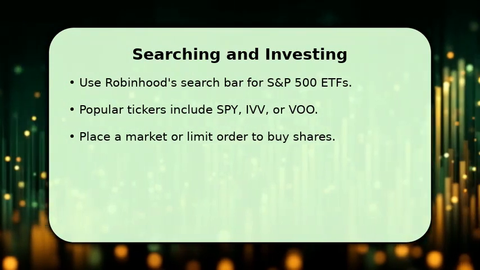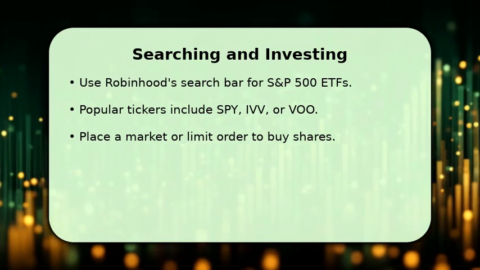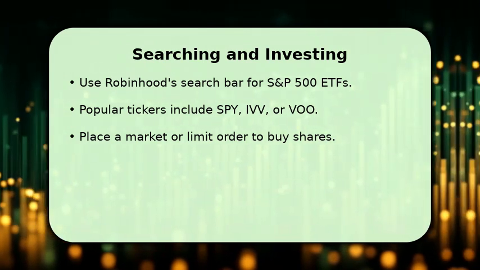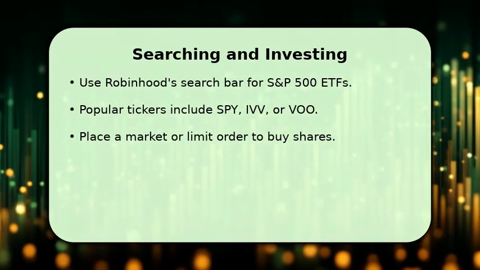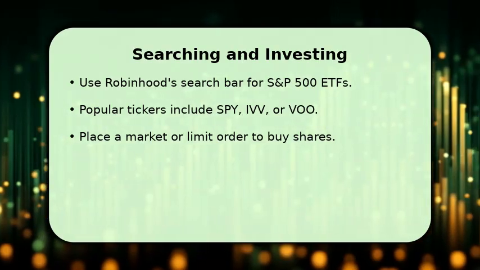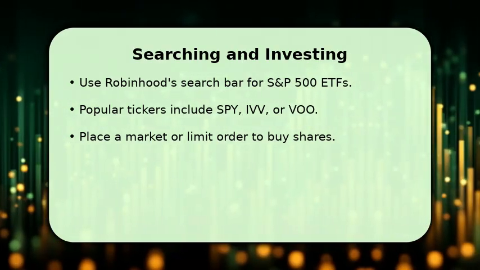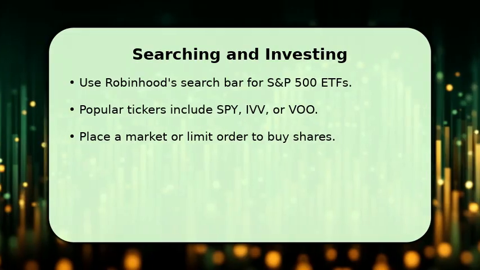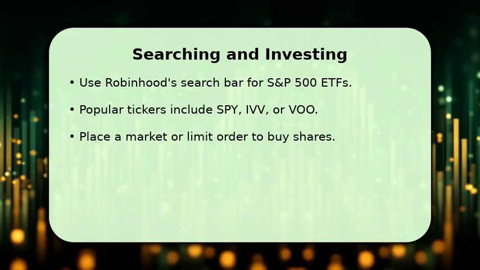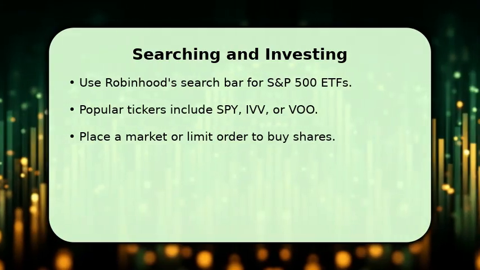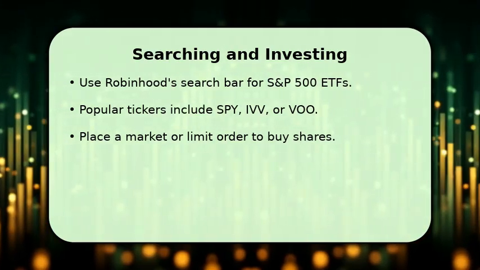Open the Robinhood app and use the search bar at the top. Type in S&P 500 or common ETF tickers like SPY, IVV, or VOO. Once you've selected your desired ETF, tap Trade and then Buy. You can choose between a market order for immediate execution or a limit order to specify your desired purchase price. Enter the number of shares or a dollar amount you wish to invest.